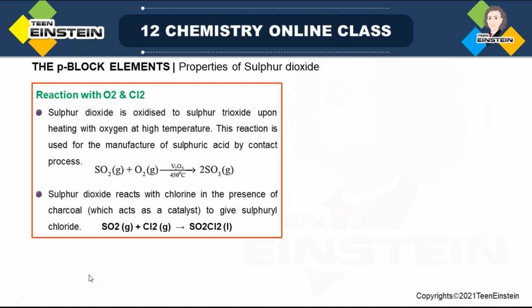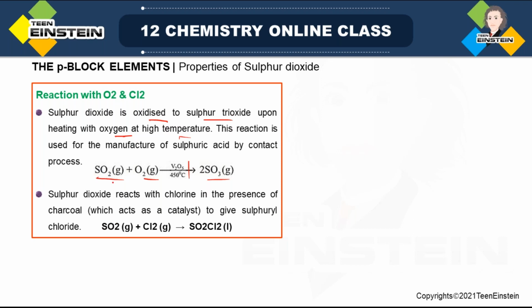Next, reaction with oxygen and with chlorine. Sulfur dioxide is oxidized to sulfur trioxide in presence of oxygen, and it occurs at high temperature. So SO2, oxygen, and remember here some catalyst is required which is vanadium pentoxide, and we are getting another oxide of sulfur which is SO3.